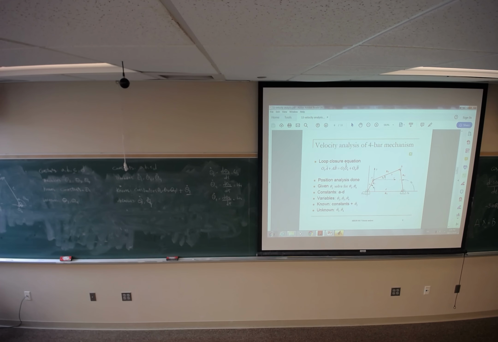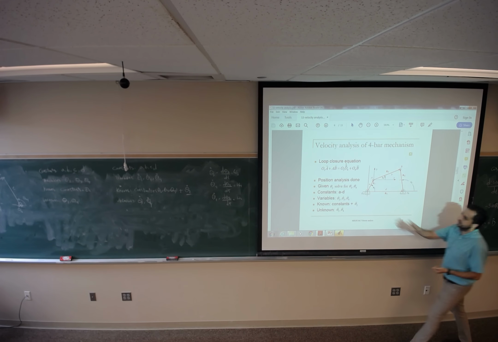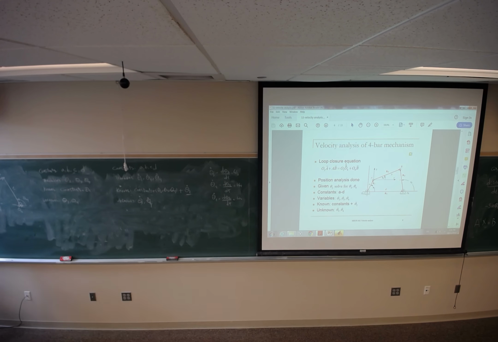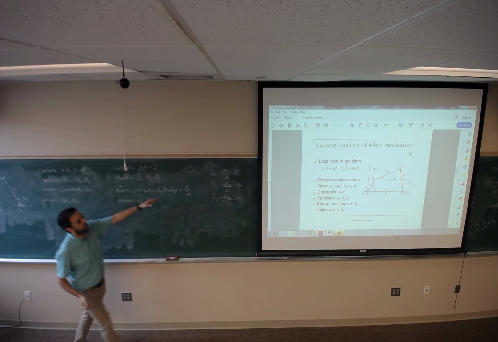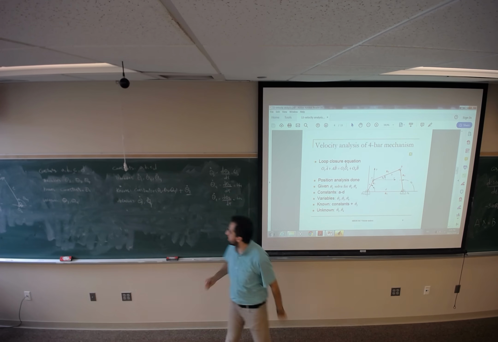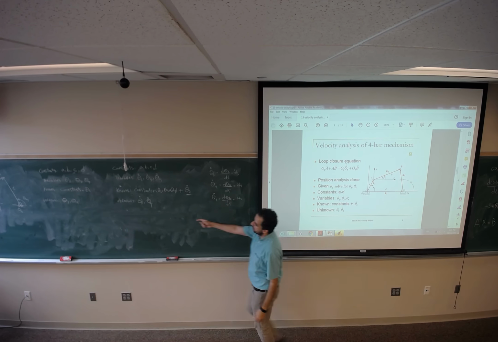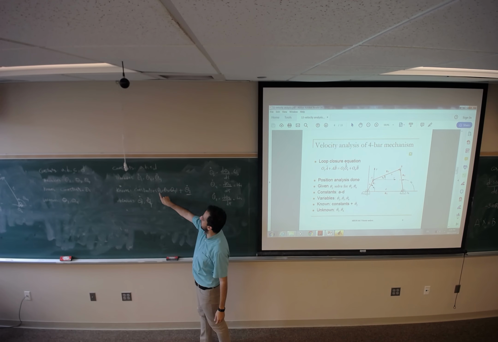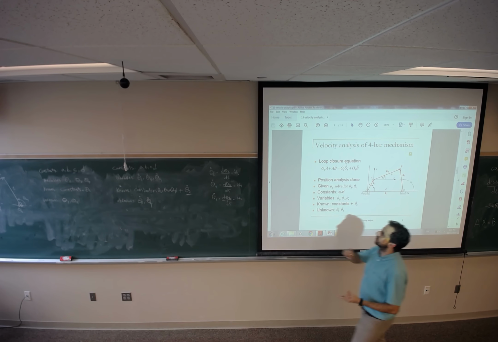So if I want to explain the velocity problem for the 4-bar mechanism, we have a motor here, it's running at the speed of omega 2. What would be the angular velocity of link 3 and link 4 when this mechanism is at the angles theta 2, theta 3, and theta 4? This is what we want to do.